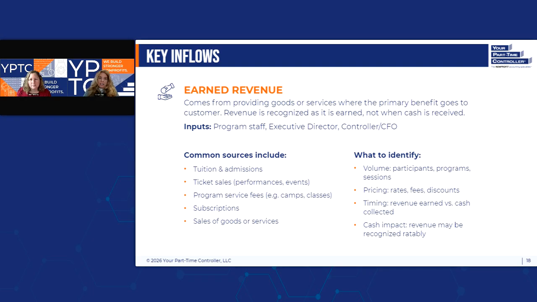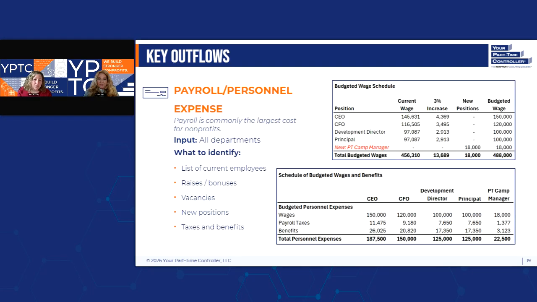So now let's take into consideration some of those key outflows. This shouldn't be a surprise, payroll, right? Payroll is typically the nonprofit's largest expense. So it's really important to build a detailed personnel budget. This is another area where it would make sense to involve all departments in the process. However, we get that might really depend on how much transparency each department has into the payroll details.